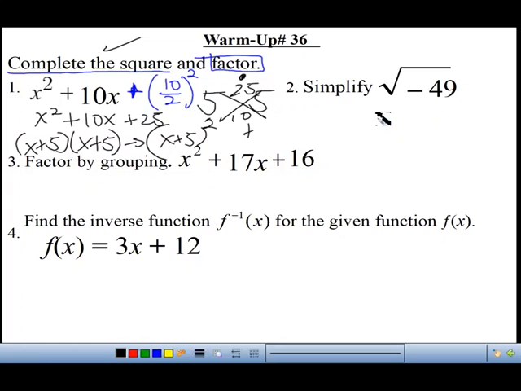Number two, simplify square root of negative 49. First, I need to rewrite it. Square root of negative 1 times square root of 49. What is square root of 49? 7. What is square root of negative 1? i. There you go.